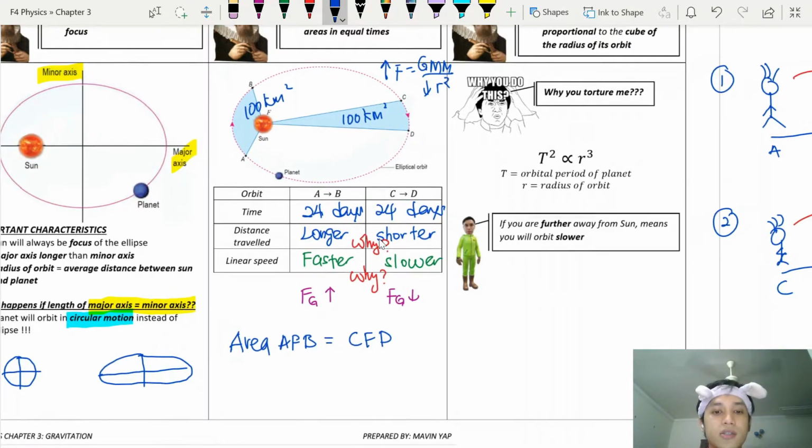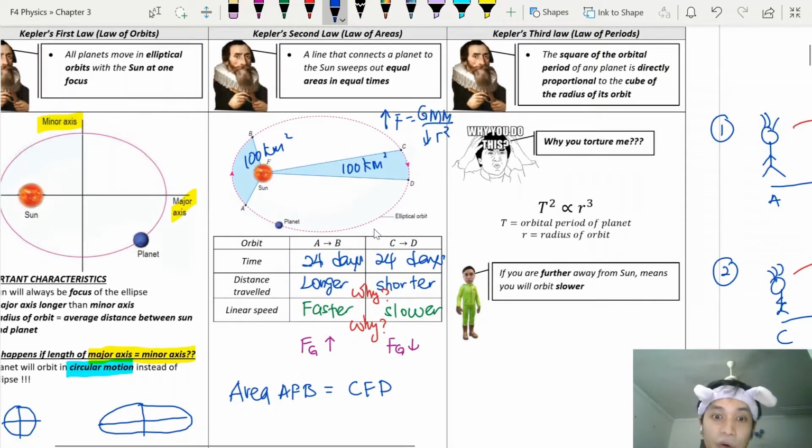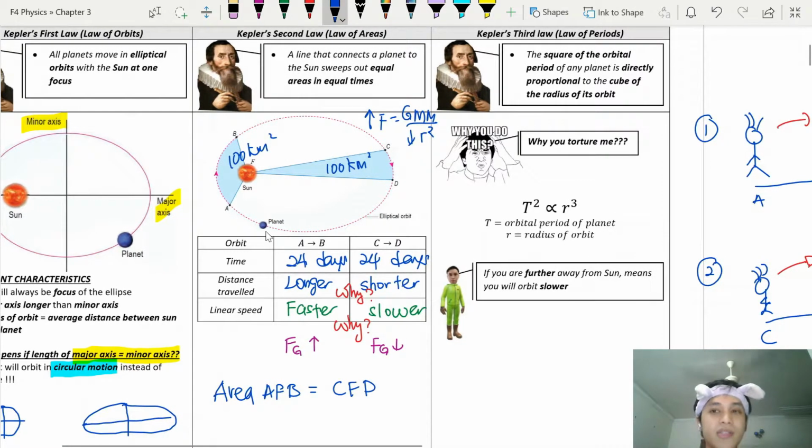I hope you can understand now what is going on around here. Basically this is just based on the concept of where the planet is. If you are nearer to the sun, the stronger gravitational force from the sun will pull you, then you are going to move faster. So if you move faster, you are going to travel further.